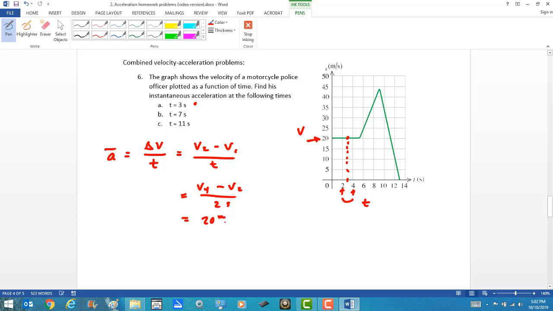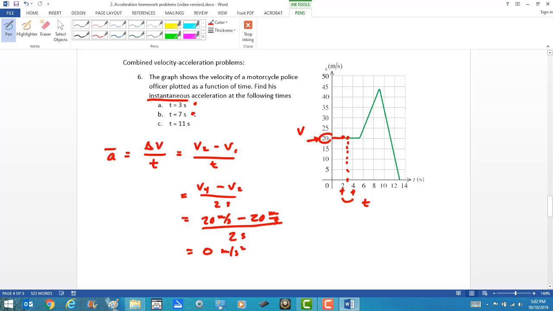All right, what is his velocity at 4 seconds? It's 20. What is his velocity at 2 seconds? Also 20. I'm coming up at 2, intersecting there, going over here, and it says 20. So it really doesn't matter what we have in the denominator, it's still going to be 0. Average acceleration, instantaneous acceleration at 3 seconds is 0 meters per second squared.